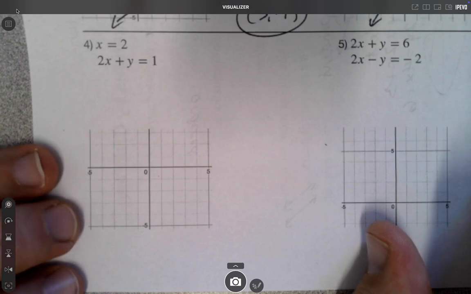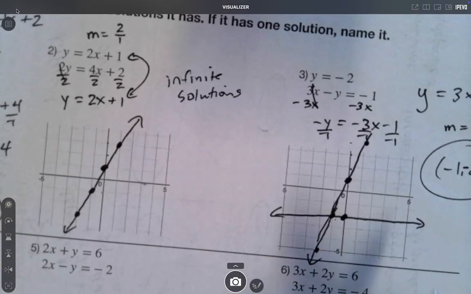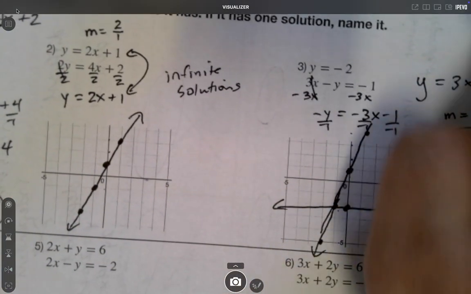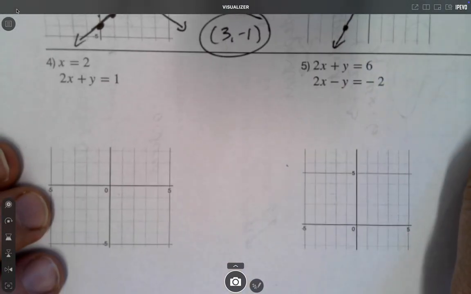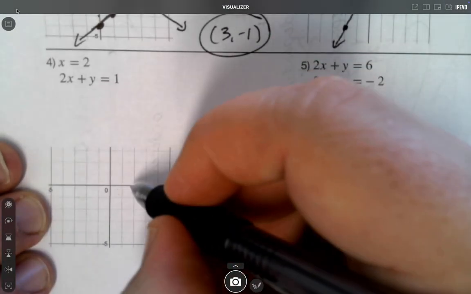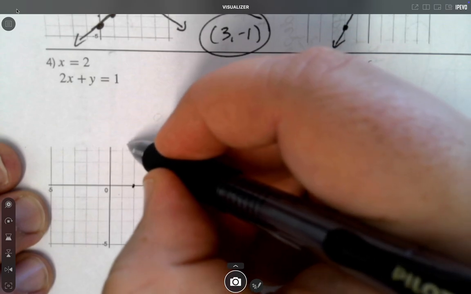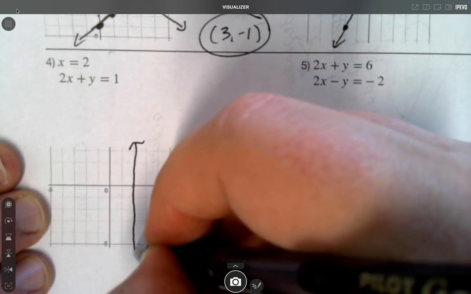Okay, number 4, this is a vertical line. Just like when you have y equals a number, it's horizontal. When you have x equals a number, it's vertical. So we go to +2 on the x-axis and draw a vertical line through that.